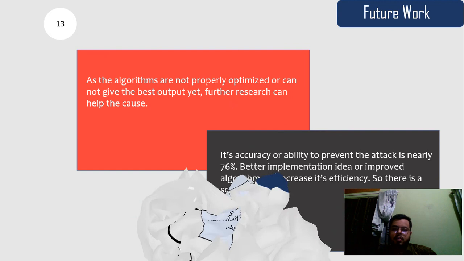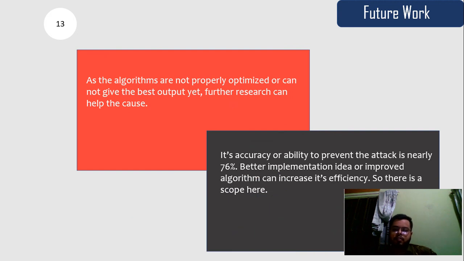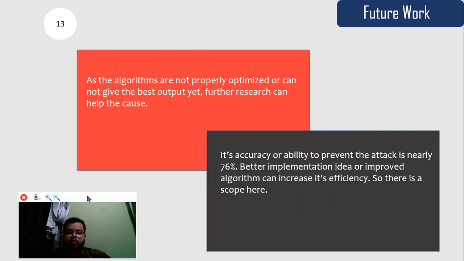Future works, and there are two scopes of future work, I think, and one is that the algorithms are not properly optimized. So further research can help this cause actually. If the algorithms are optimized properly, then it will provide much better results.